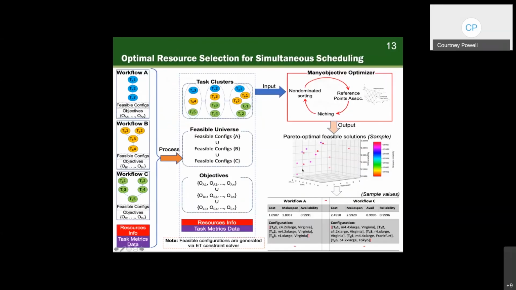Now for simultaneous resource selection, we have all the workflows being processed together. So we cluster them by levels, and we combine the feasible configurations and the objectives. We process them together and obtain our Pareto optimal feasible solutions. Then we generate our workflows, objectives, and configurations separately.